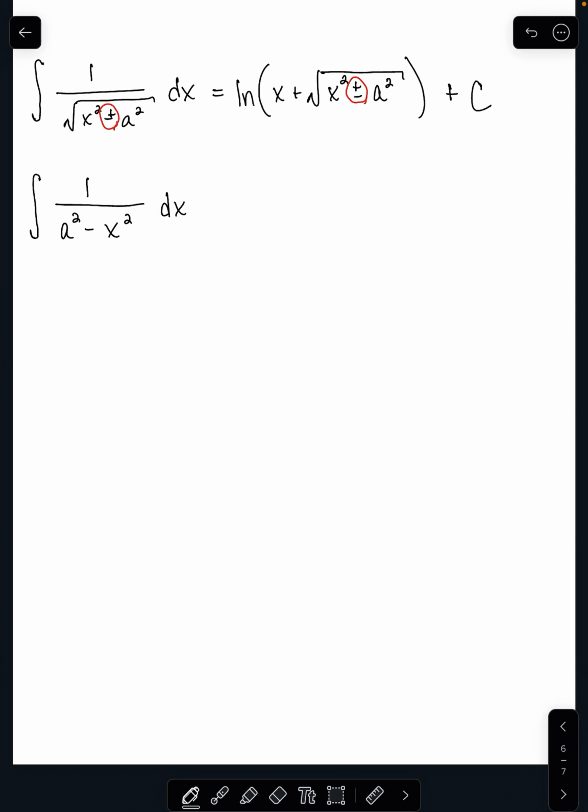If we have a difference of squares where the constant term comes first, this would be equal to 1 over 2a times the natural logarithm of the absolute value of a plus x over a minus x plus c.